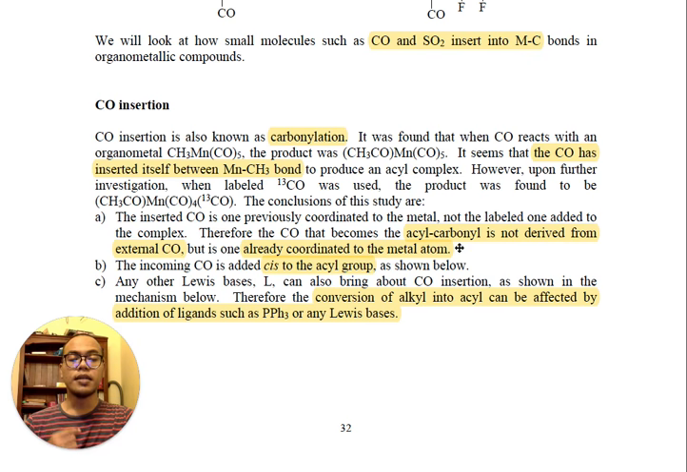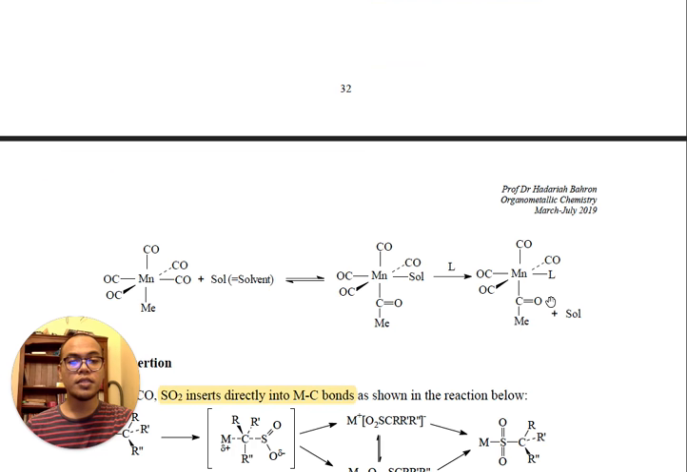So the acyl carbonyl is not derived from the external CO. This is not the newly added CO, but the one already coordinated with your metal atom. The second one, the incoming CO is added cis to the acyl group. If you have newly added carbonyl, that particular carbonyl will be located cis to your acyl. We're going to see the structure below. So this is your acyl, with the CO bond, carbonyl with methyl here, and the newly added CO, L, is cis to this acyl group.